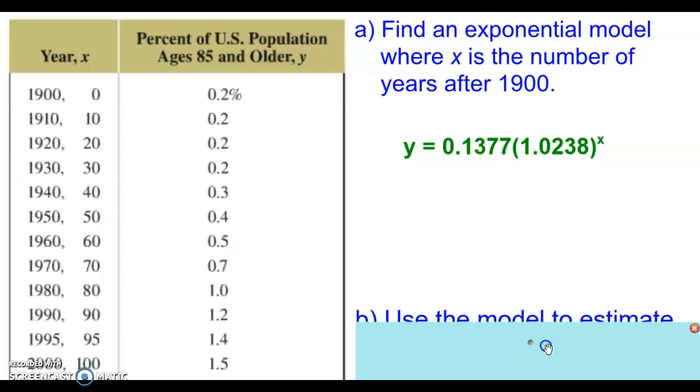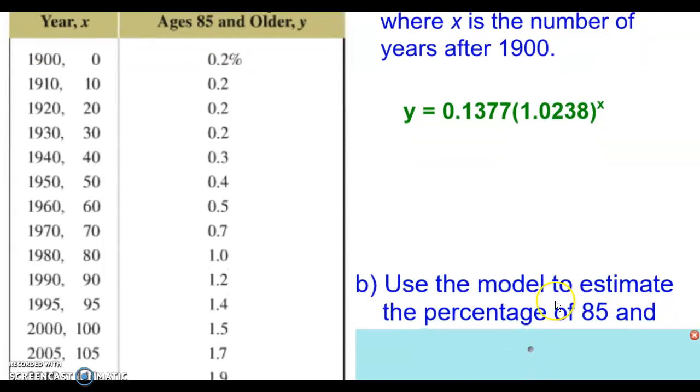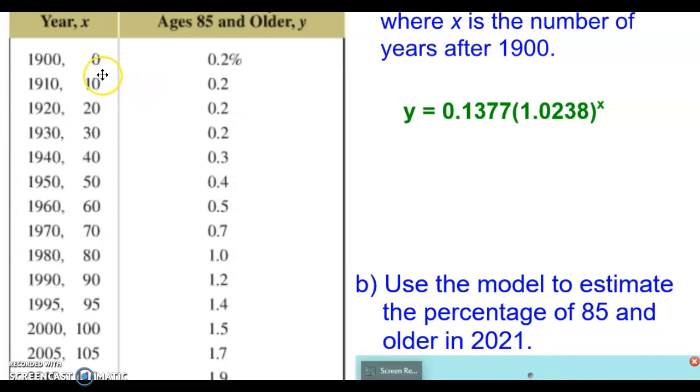Then the next question is, can we use this model to estimate the percentage of 85 and older in 2021? Okay, well, remember my X stands for, in this equation, the year since 1900.